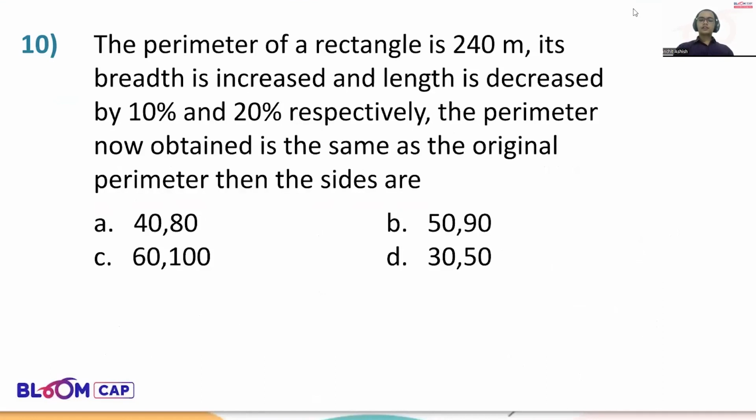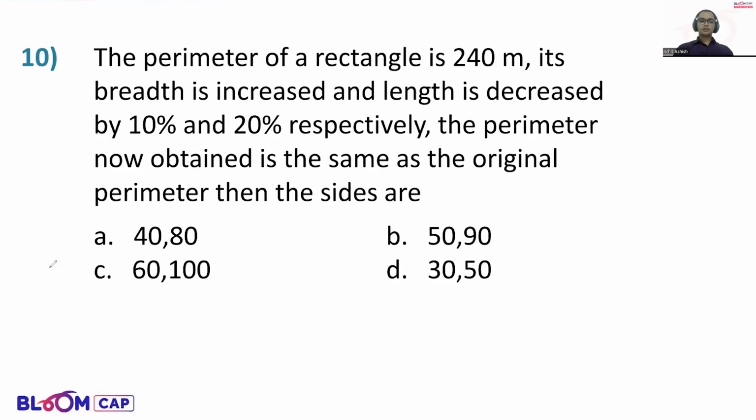The perimeter of a rectangle is 240 meters. Its breadth is increased and length is decreased by 10% and 20% respectively. The perimeter now obtained is the same as the original perimeter, then the sides are. Okay. There is a rectangle whose perimeter is 240 meters. Now what is the formula for the perimeter of a rectangle?